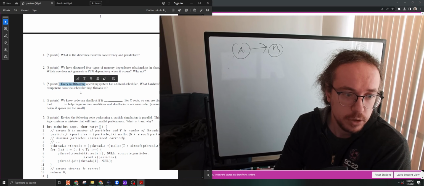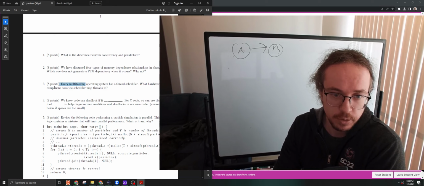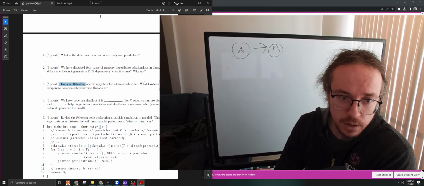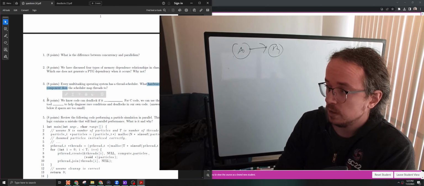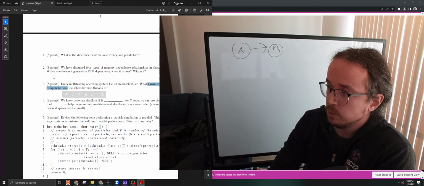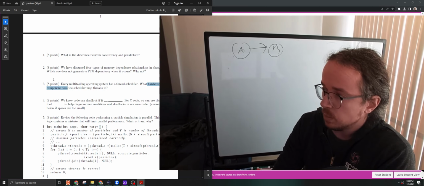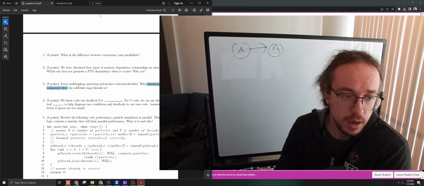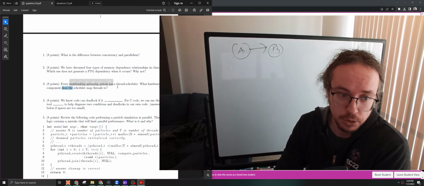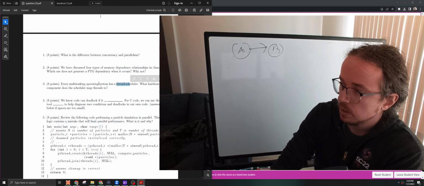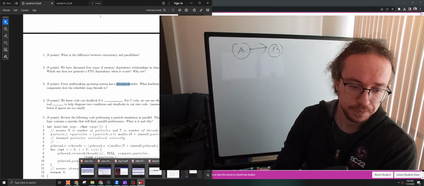Number 3, every multitasking operating system has a thread scheduler. What hardware component does the scheduler map threads to? Keyword: hardware component. So we've only talked about so many hardware components. I would argue maybe we've only talked about CPU cores and memory. Which one of those do we think is a worker? Which one can actually do work? Threads are work. Which hardware component can actually do work?